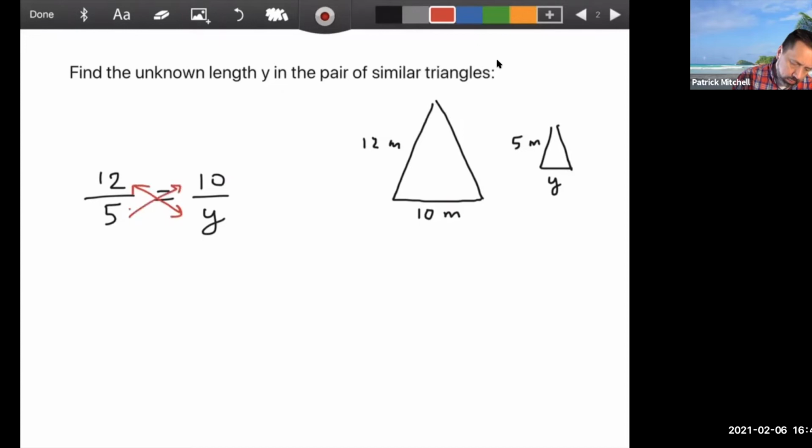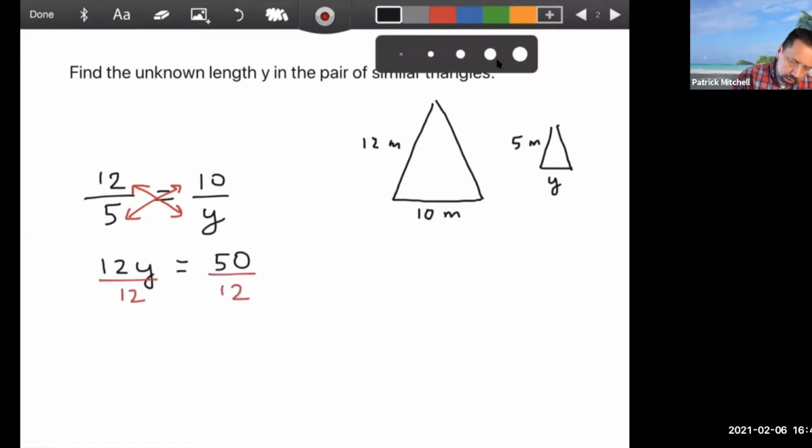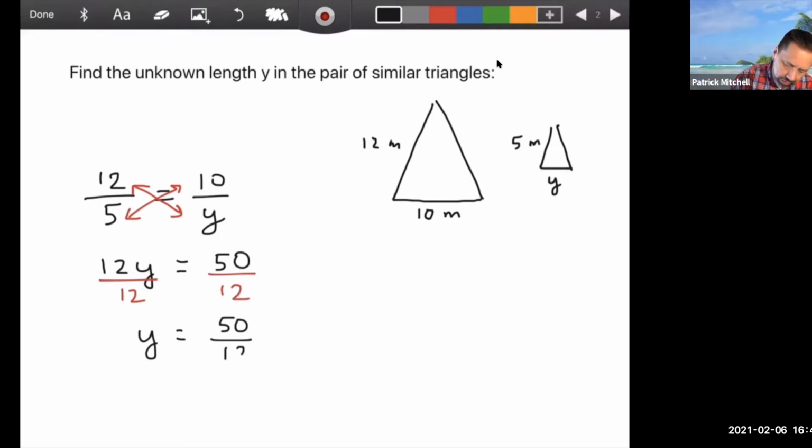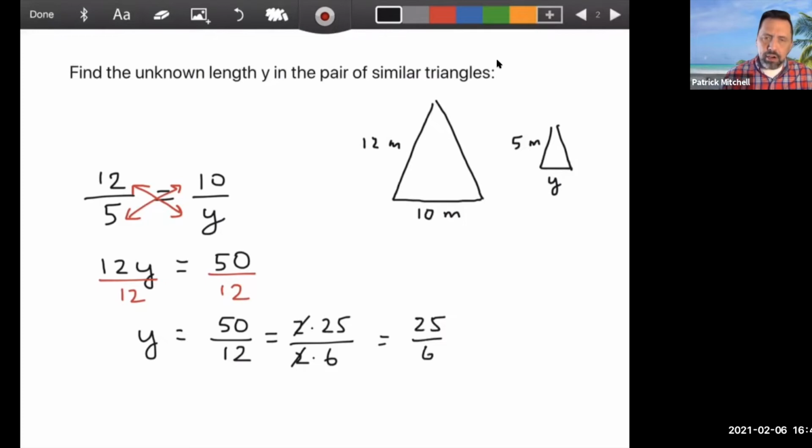And that is going to give me 12y equals 5 times 10, which I know is 50. Then I divide both sides by 12, and I get y equals 50 over 12. Now, at the very least, I need to simplify that fraction. 50 over 12 is not simplified because both of those numbers are even, right? If you pull a 2 out of the top and the bottom, you get 25 over 6, as in 25 over 6 meters.